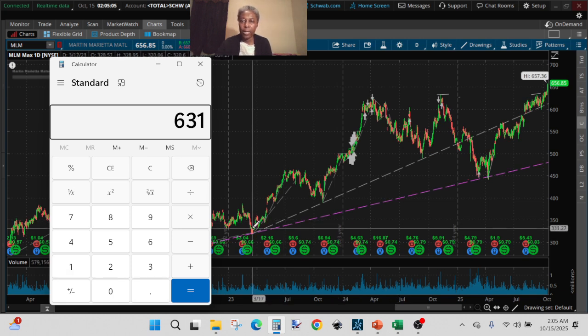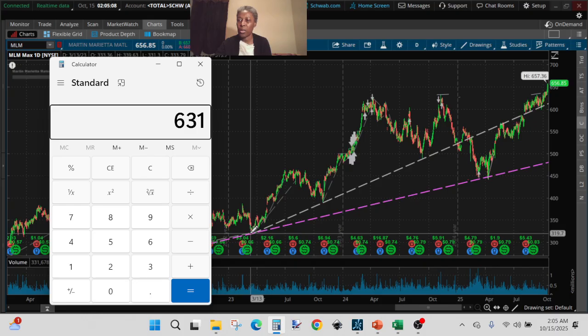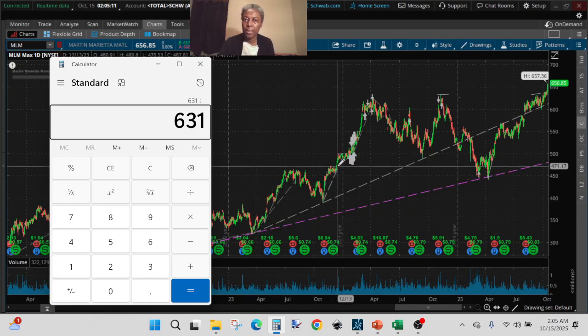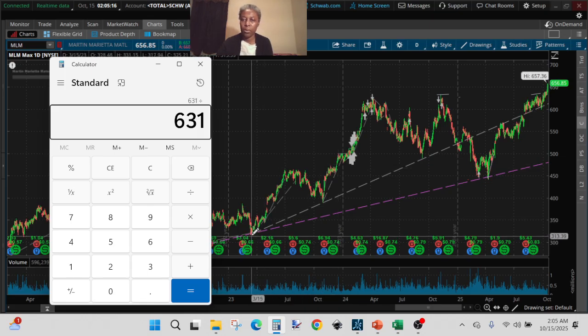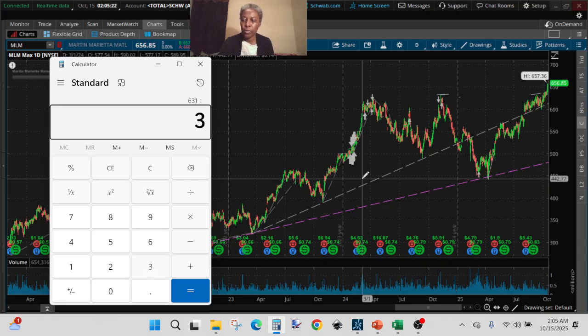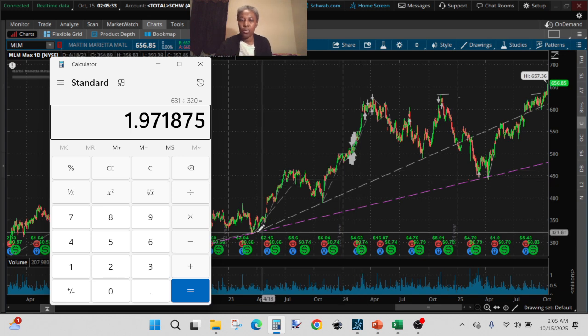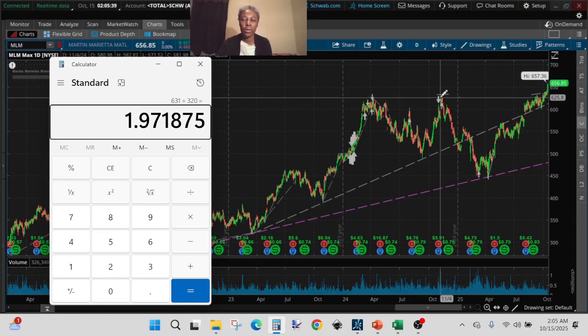631, and the lowest point is 319. So divided by, we can just round it to 320 because it was 319.7. So we can round it to 320. It's giving us 1.97. So 1.9 ratio. So you bought it at 320, you sold it at 631. So almost double the price.